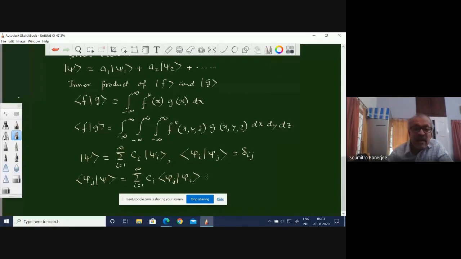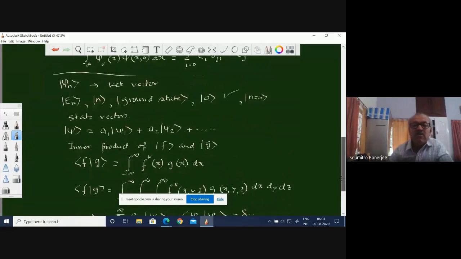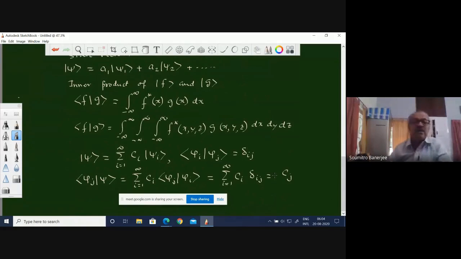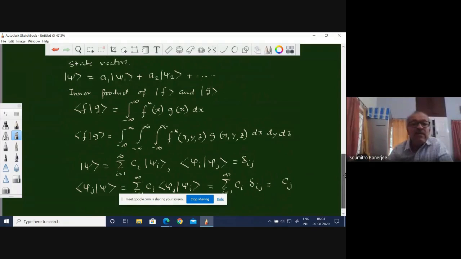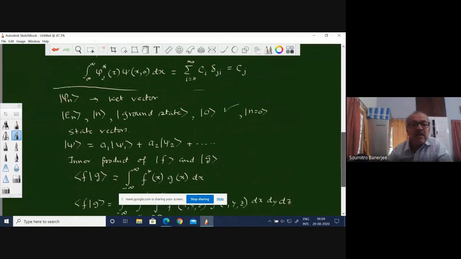So this is clearly, this will remain, and this is delta ij. So it will be the sum over i equals 1 to infinity of Ci delta ij, which is equal to Cj. Exactly what we did there. Okay. So essentially we are talking about great economy of notation. We will simply write this to mean the whole bit of overlap integral as here, and we will extract the coefficient this way.